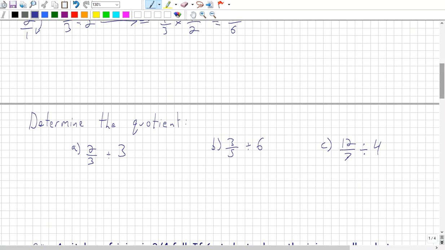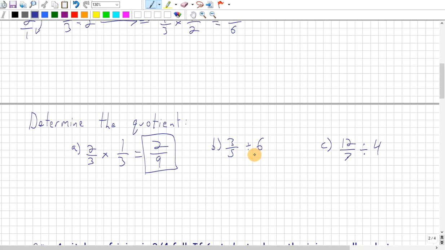So part A, 2/3 divided by 3. I take the 3 as 3 over 1. I flip that 3 over 1 to make it 1 over 3. And I change this division question to a multiplication question. That simple, right? This is the rule, the method to do it. And then you multiply, which we know how to do. 2 times 1 is 2. 3 times 3 is 9. I cannot reduce that. That is my final answer.